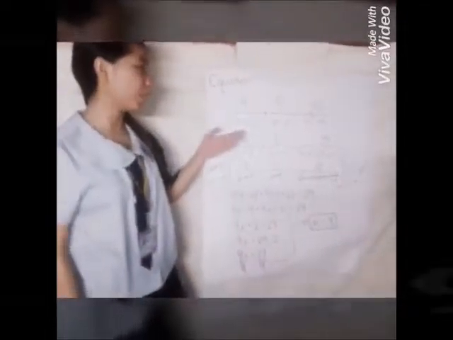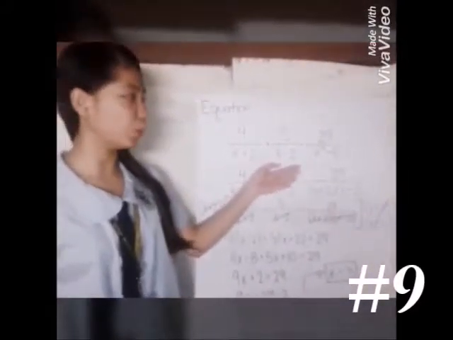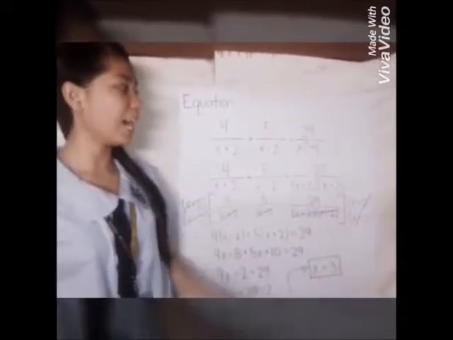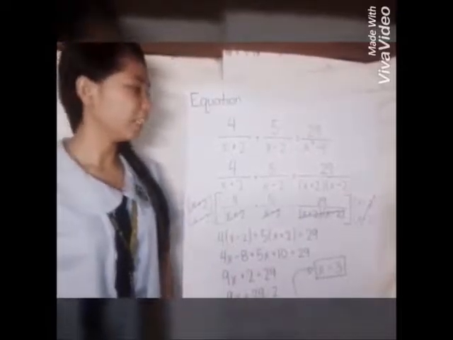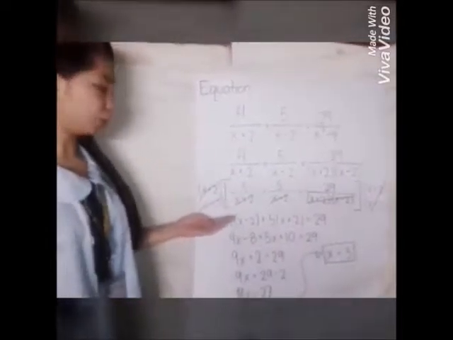The given equation is 4 over x plus 2 plus 5 over x minus 2 equals 29 over x squared minus 4. To get the answer, you need to factor the x squared minus 4. It is x plus 2, x minus 2. Then get the LCD, which is x plus 2, x minus 2.